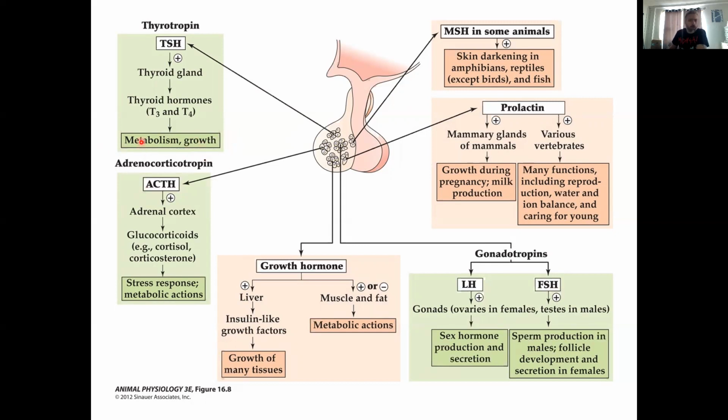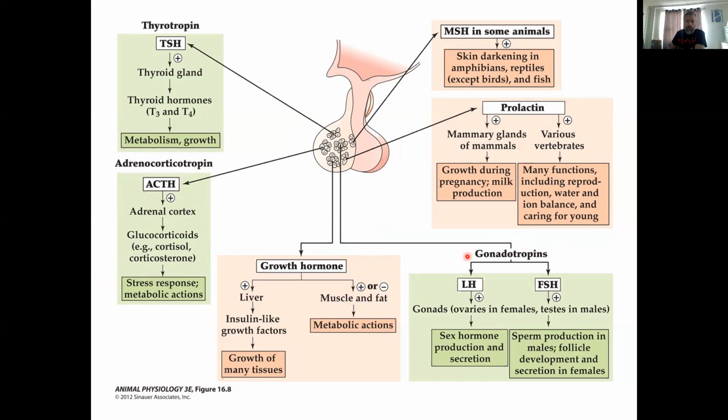We have another tropic hormone here, adrenocorticotropin, which goes to the adrenal cortex, as you might guess from the name, or ACTH. This then stimulates the adrenal cortex to release glucocorticoids, so a special class of steroid hormones, things like cortisol, corticosterone. And these are involved in the stress response. So we'll talk about stress responses later on. A lot of these have a role in one of our two stress responses.